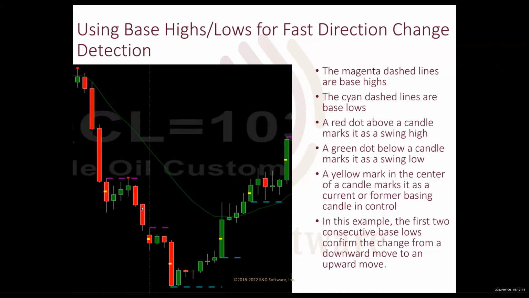And since it closed to the downside, that meant that the demand, which had price trapped, is gone, whereas the supply, which had been helping to keep price trapped, is still there. And so we have the magenta line here, which we call the base high, showing where that supply may be.